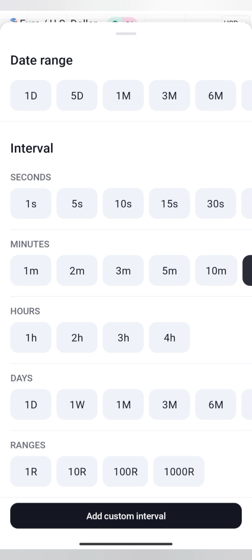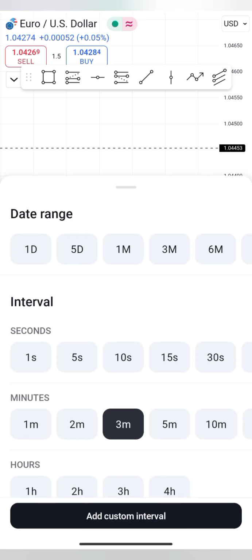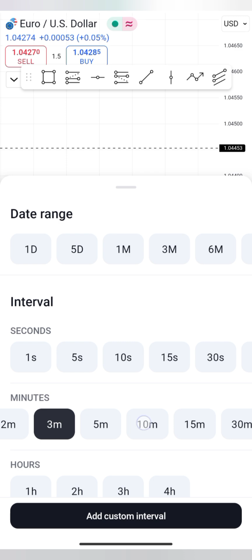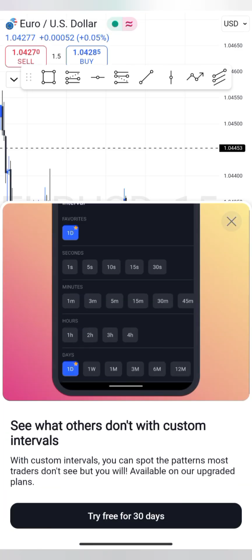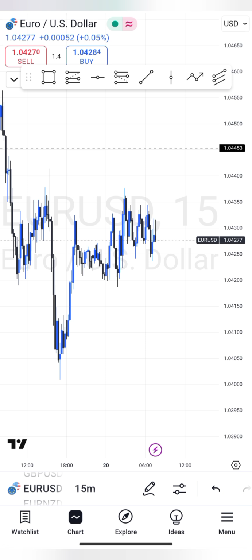Now there are a few time frames that you don't have access to because you're using a free version, but it should not affect your trading journey. I think 3 minutes is one of them. Okay, I have access to 3 minutes. Interesting. Is it 10 minutes? Yes. Okay, you see what I'm saying? I don't have access to 10 minutes, okay, because I'm using the free version.